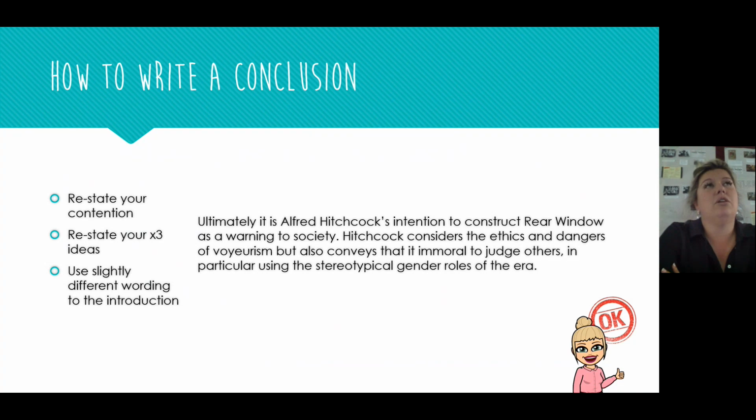You want to make sure that your conclusion uses different phrasings, but it shouldn't add any new information than what you have had in your other paragraphs. You're just saying it in summary.